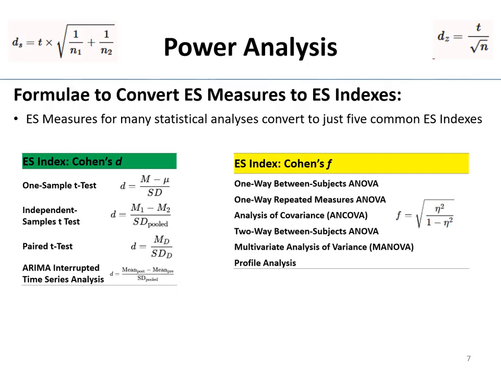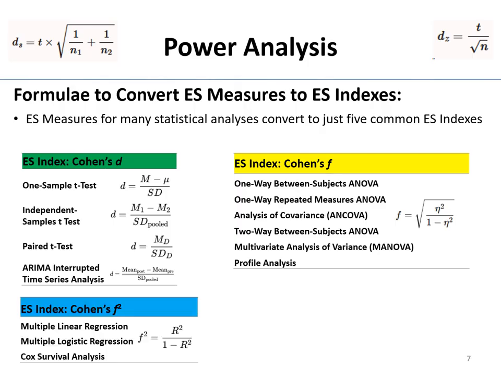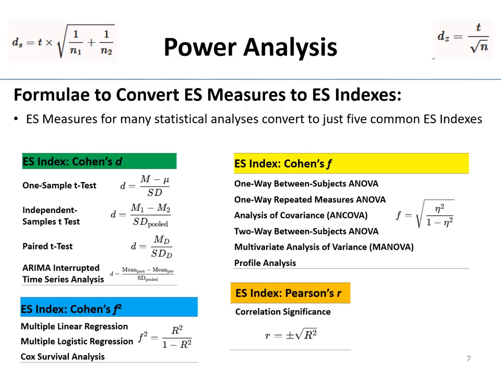And there's Cohen's f, and basically all the ANOVA models can be converted to Cohen's f, so eta squareds, omega squareds, etc., partial eta squareds. Then there's Cohen's f squared, and that particular effect size index covers the regression analyses of various types, whether it be linear, logistic, or survival, which is Cox's proportional hazards regression.